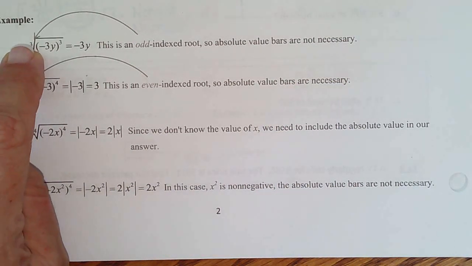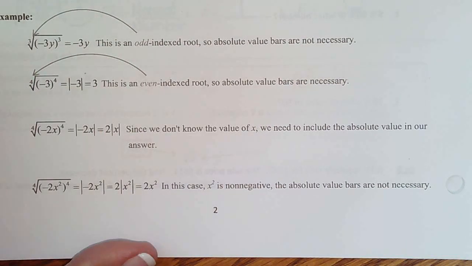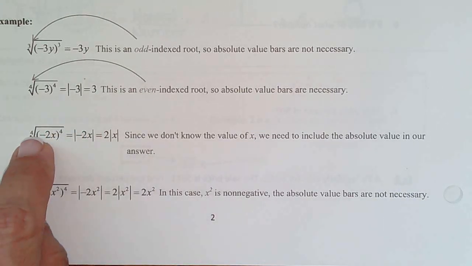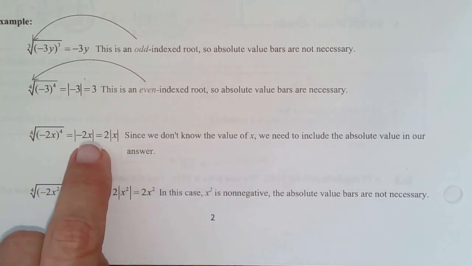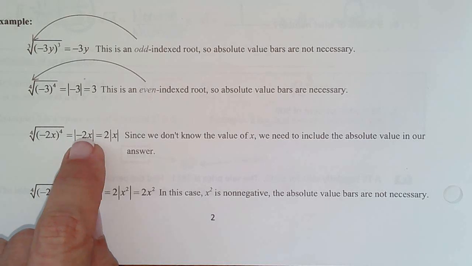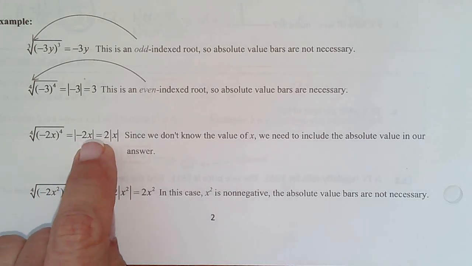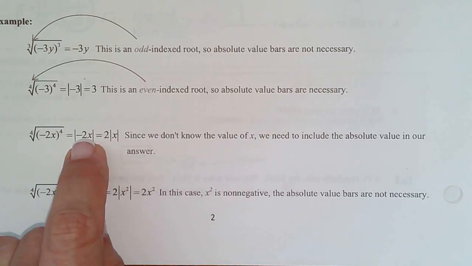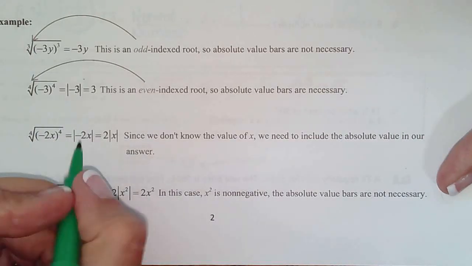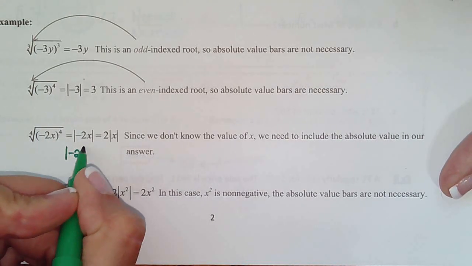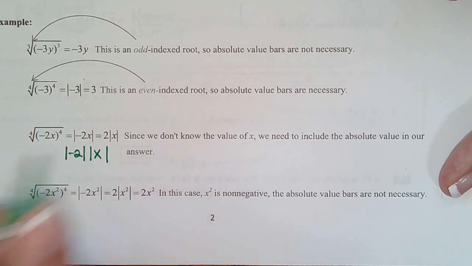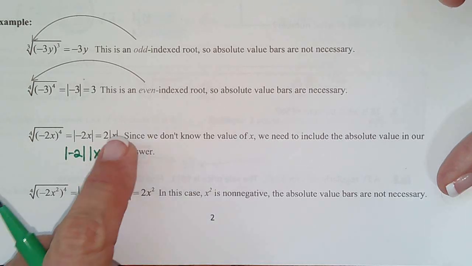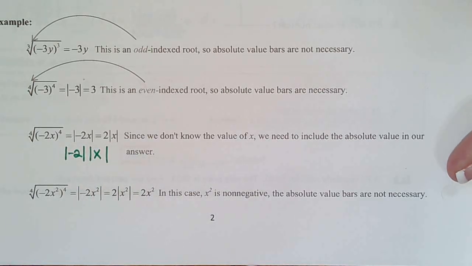So odd index, no absolute value needed. Even index, I have to take the absolute value. The absolute value of negative 2 is 2. I don't know how to do the absolute value of x, so I just have to leave it in the symbols. So think of this as this problem. When I explain it like this in class, the students get it better. So the absolute value of negative 2 is 2. I don't know what the absolute value of x is, so I have to leave it in absolute value signs.